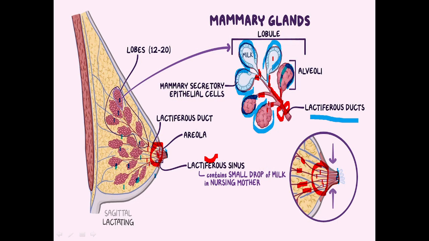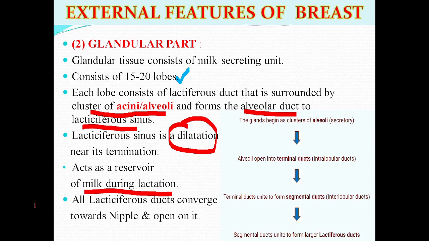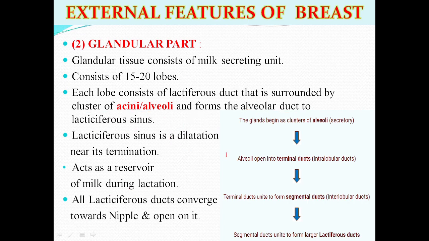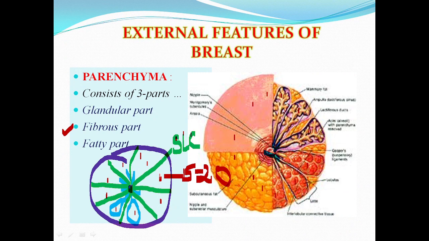Once the baby comes and suckles the mother's nipple, then contraction and relaxation of the longitudinal smooth muscles present in the nipple will help the milk to be ejected from the lacticiferous sinus for feeding the baby. So this is what you have to understand. It is not mandatory that every female gland is functional. Only when pregnancy begins does it function, to be remembered. All lacticiferous ducts converge towards the nipple and open into it. So this is what the glandular part is about. To understand: we had 15 to 20 lobes, and they are all separated by what? The suspensory ligament of Cooper. Then in every lobe we are going to have what? A cluster of alveoli.